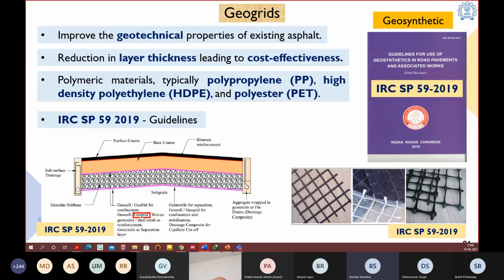So as far as the constituent materials for the geogrids is concerned, it may comprise of polypropylene, high density polyethylene, and polyester. And IRC SP 59/2019 has specified the guidelines for the adoption of the geogrids. So it is very interesting to know that since the reinforcing is a very important part of the geogrid, therefore the specifications are majorly focusing on the tensile strength at the various strain levels. And it's seen that geogrids is also gaining prominence in India.